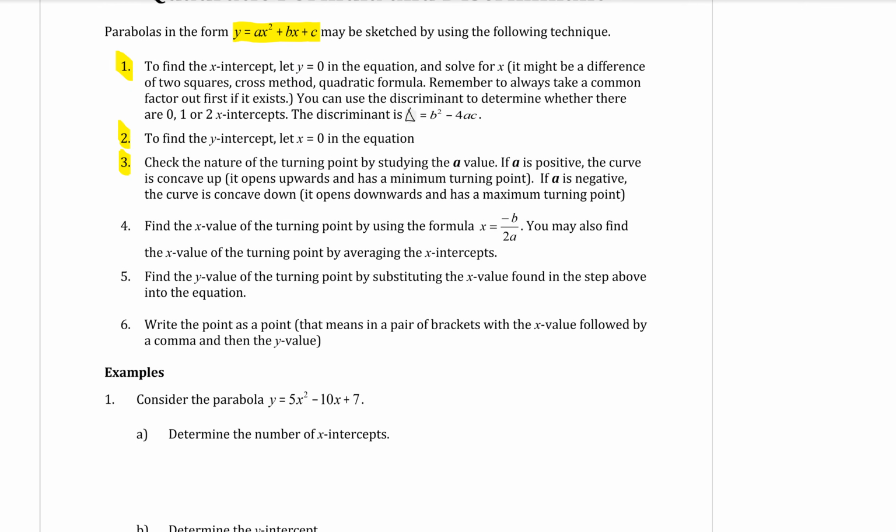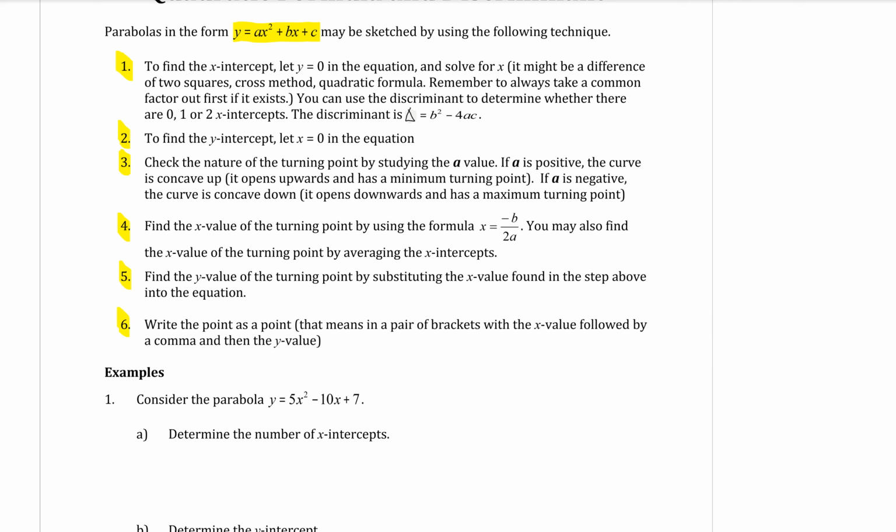Step 4, find the x value of the turning point by using the formula x equals minus b over 2a. You may also find the x value of the turning point by averaging the x-intercepts. Step 5, find the y value of the turning point by substituting the x value found in the step above into your equation. And finally, step 6, write the point as a point. That means putting it into brackets with the x value followed by the y value.